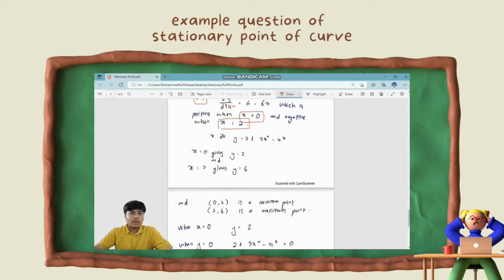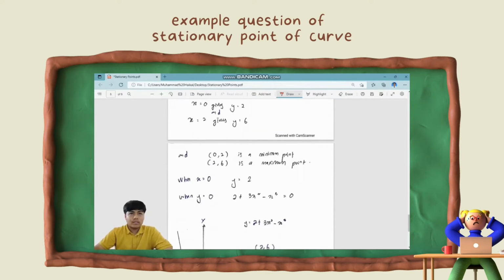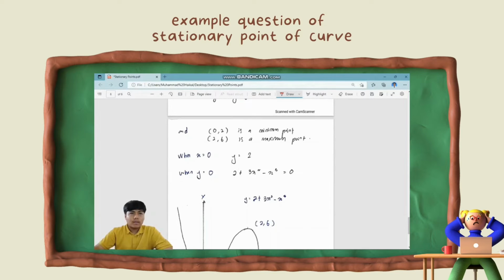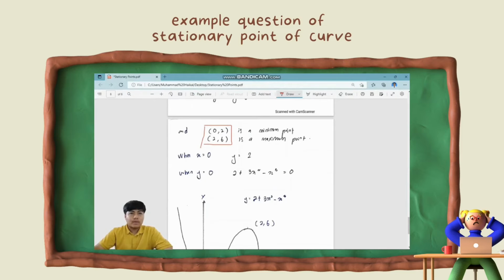And substituting x into y equals 2 plus 3x square minus x cube. We know x equal to 0 gives y equal to 2, and x equal to 2 gives y equal to 6. And these are the points which we must plot into the graph. So we know in brackets 0, 2 is a minimum point. Okay, we're going to look at the graph after this.